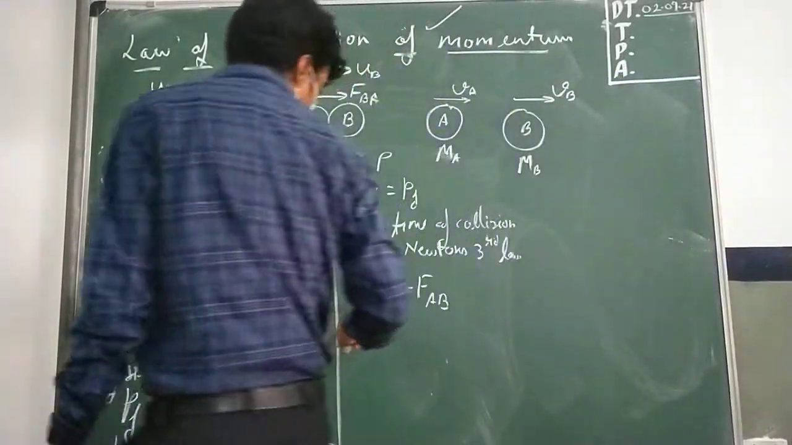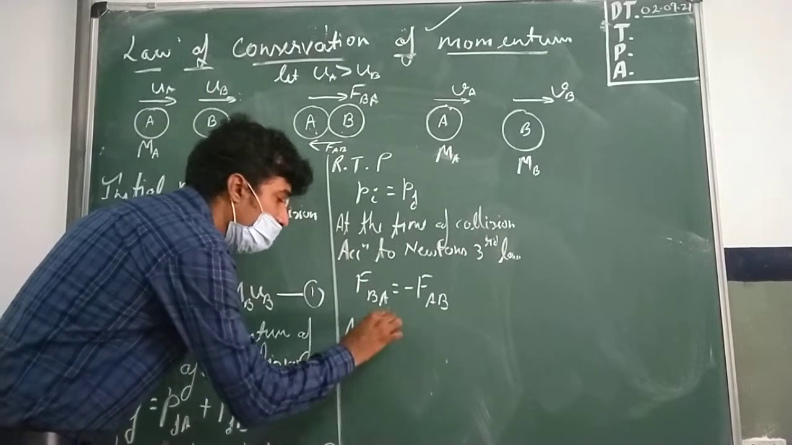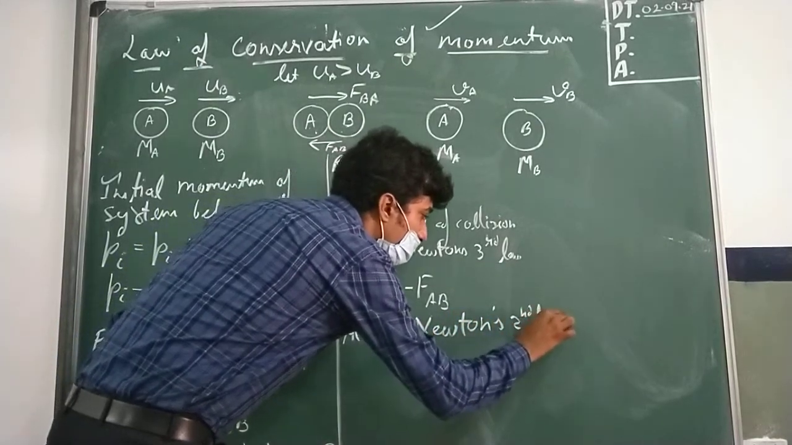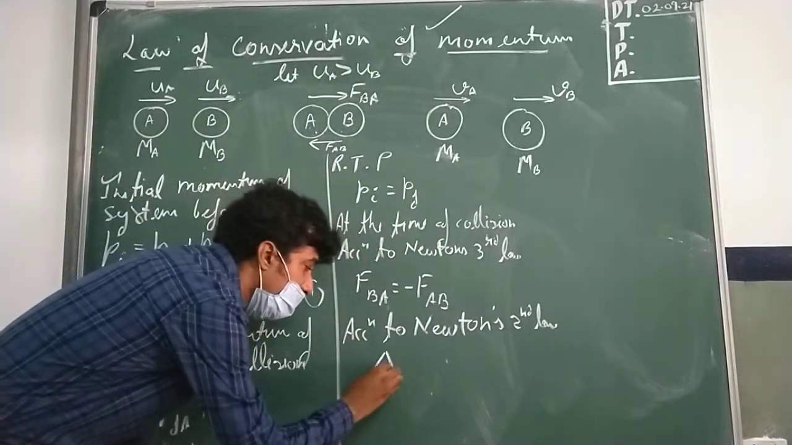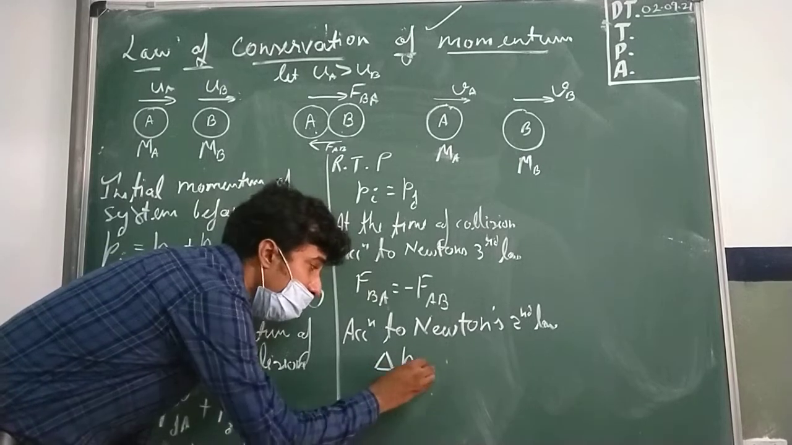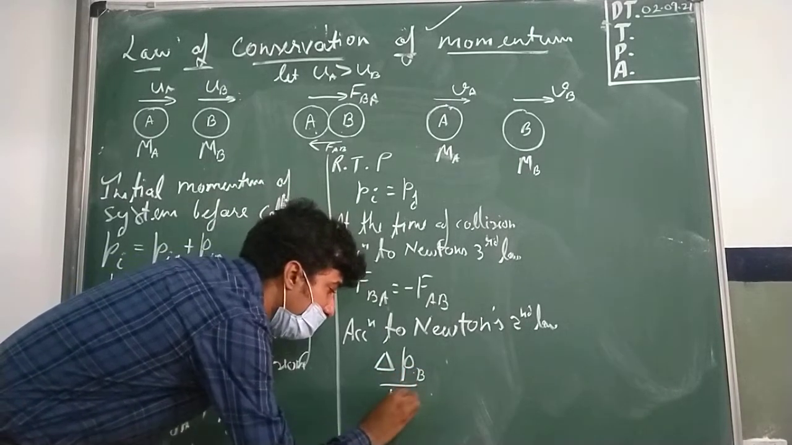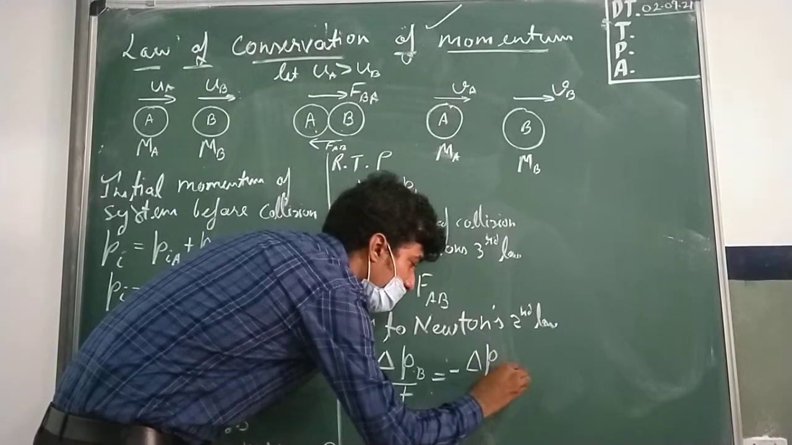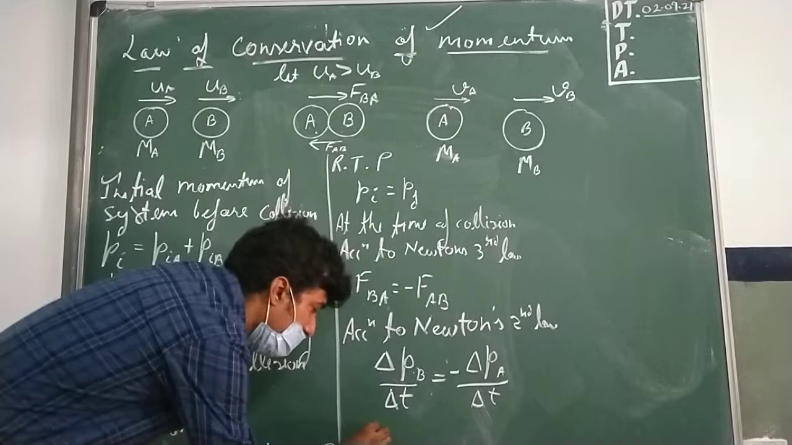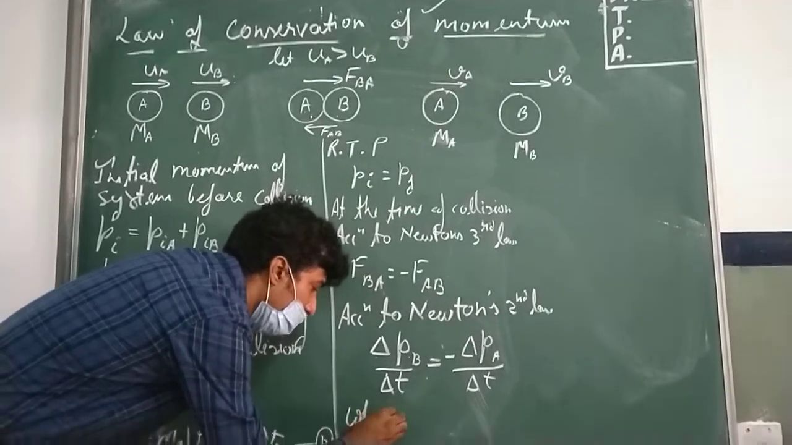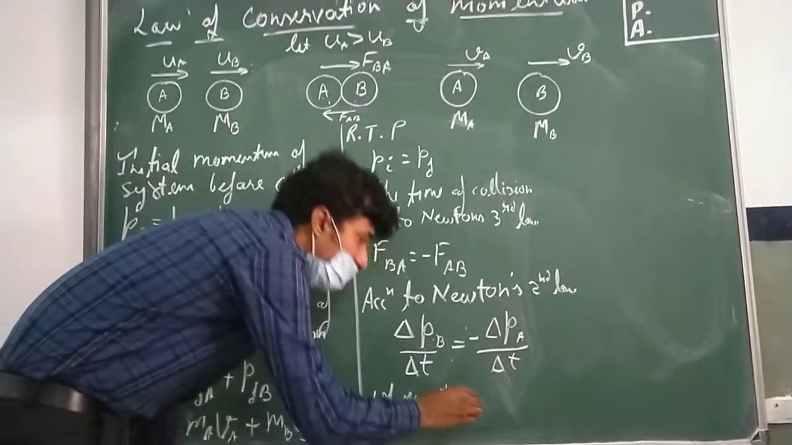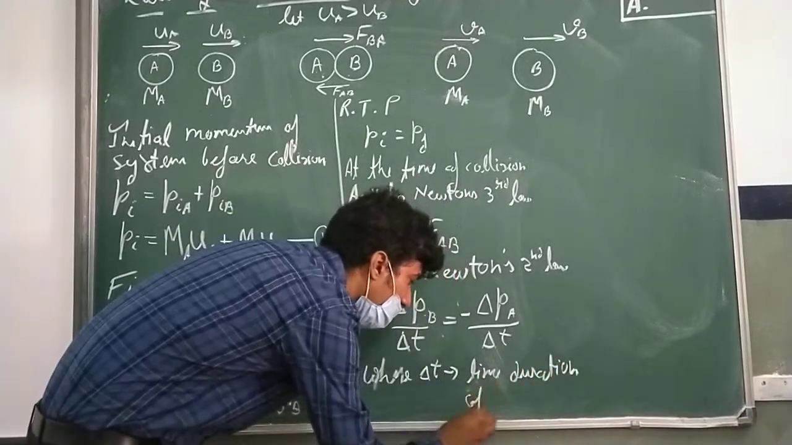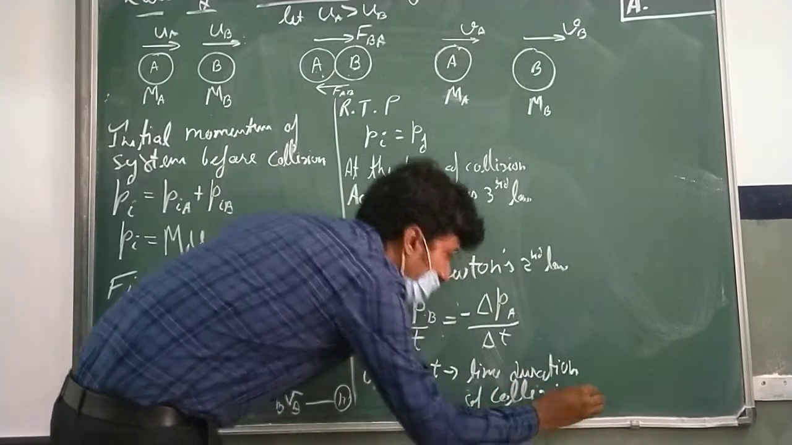So let's see the change in momentum of body B according to Newton's second law. According to Newton's second law, delta P, change in momentum of B, upon delta T, is equal to minus of delta P of A, momentum of A, upon delta T, where delta T is the time duration of collision. Yes or no? Time duration of collision.